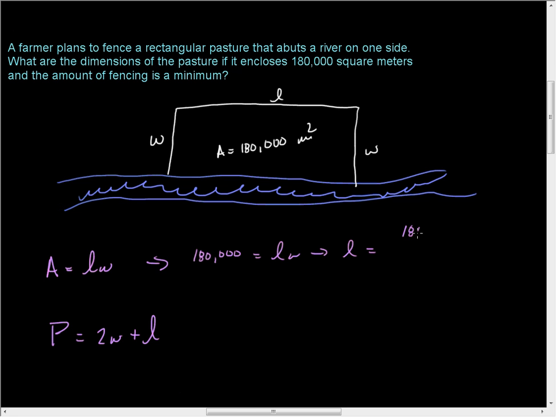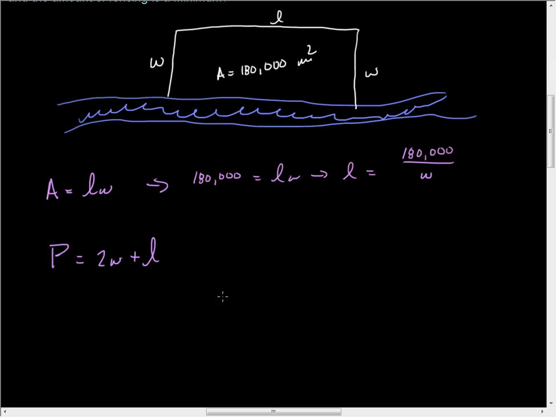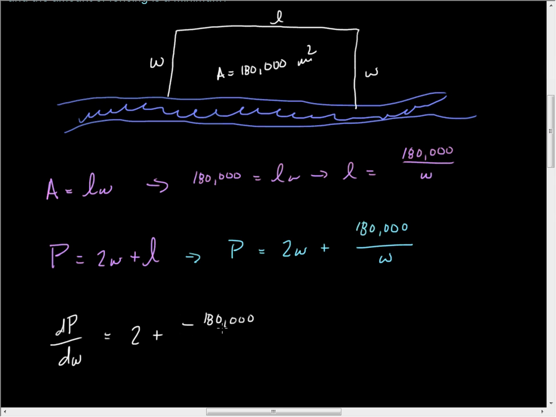180,000 divided by W. So if we substitute that into our perimeter, then that gives us our perimeter is equal to 2W plus 180,000 over W. So let's go ahead and take the derivative of this. So we have dP/dW, and we have 2 plus. And now this is going to be a negative 180,000 over W squared.